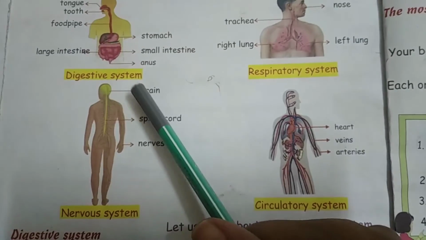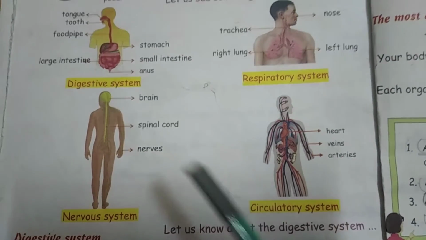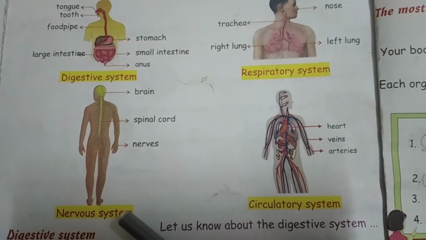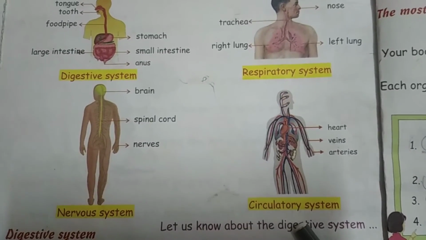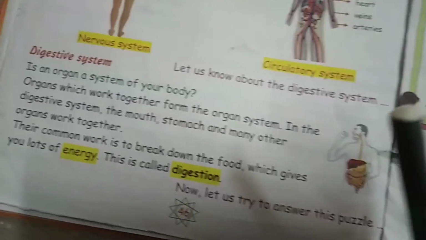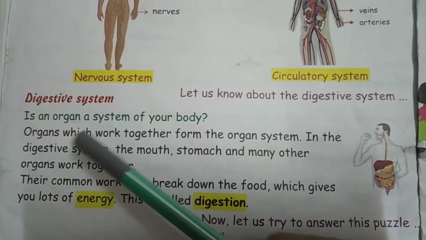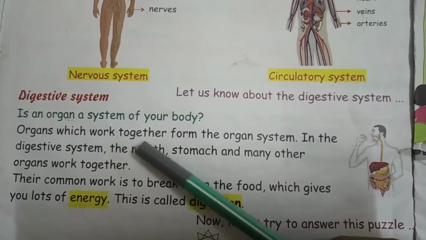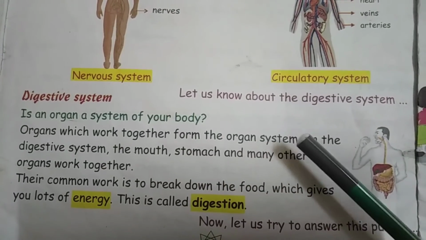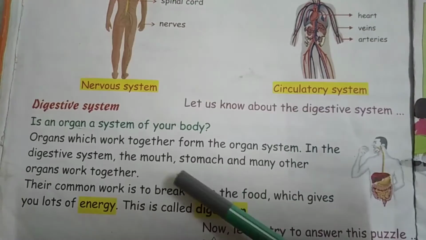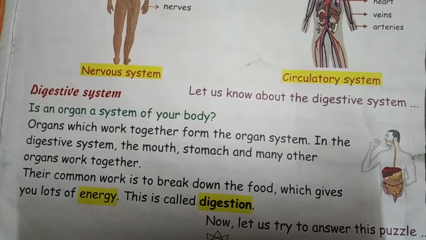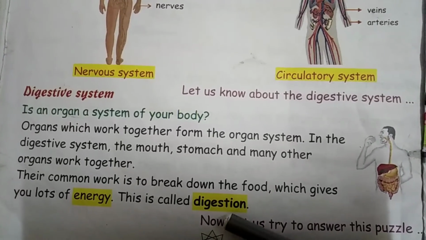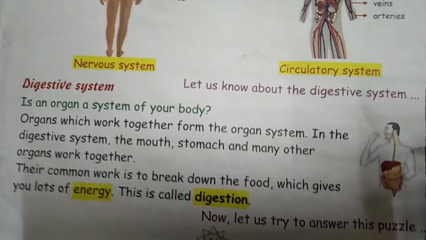So these are the main systems we have: digestive system, respiratory system, nervous system, circulatory system. Hope you understood. So an organ system is a system of our body. Organs which work together form the organ system. So we have learned how these particular systems work. To break down the food which gives you lots of energy is called digestion.